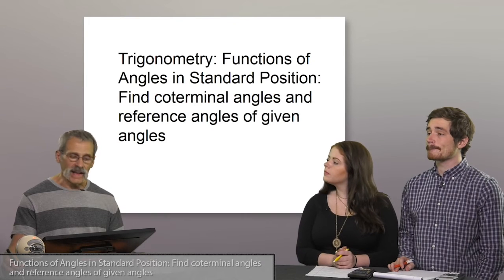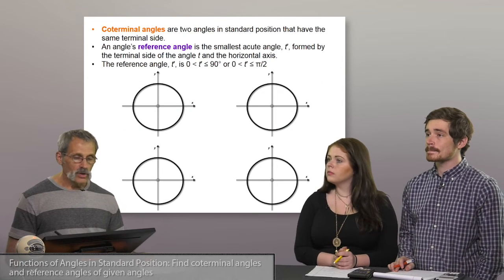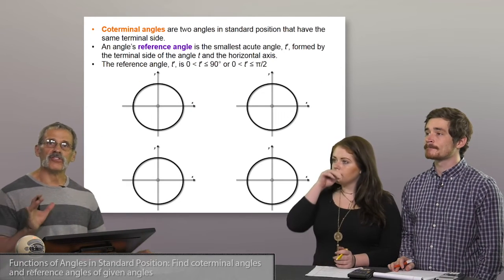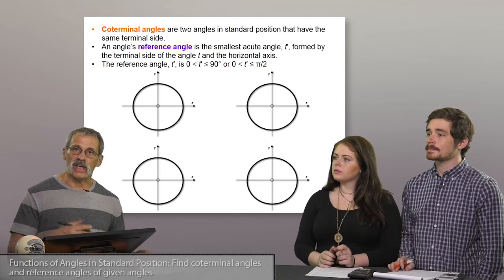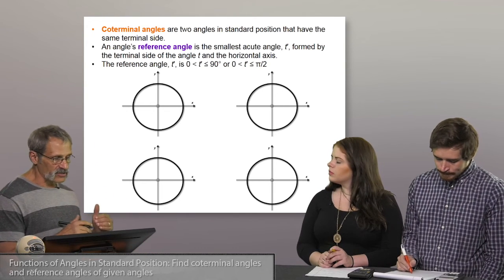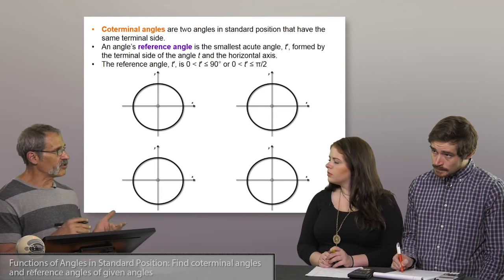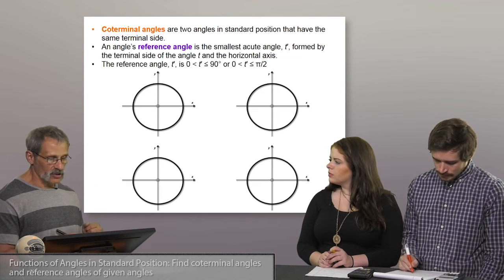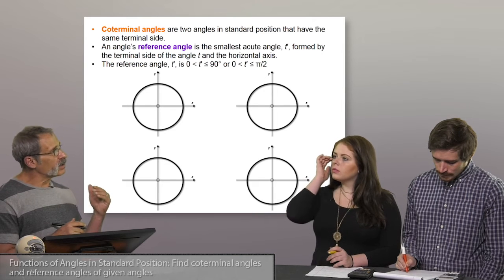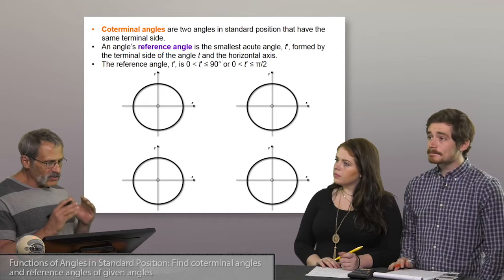Find coterminal angles and reference angles of given angles. Coterminal angles are two angles that share the same terminal side. A reference angle is something we're going to use a lot in this class. It's the smallest acute angle, which means it's between 0 and 90 degrees, or 0 and pi over 2, formed from the terminal side and the x-axis itself. And it's always considered positive.